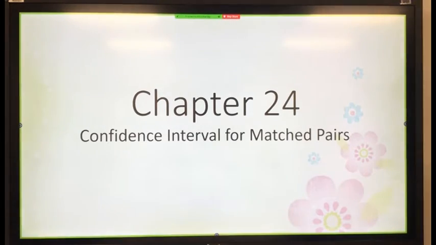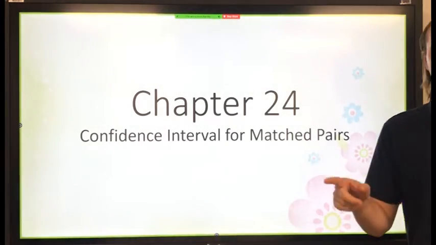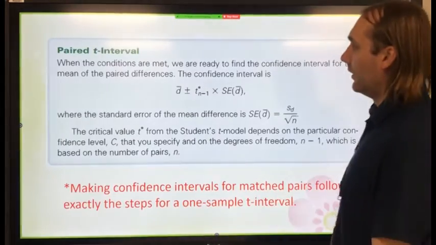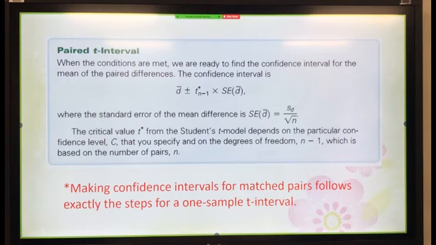For today, we're going to look at the confidence interval for our matched pairs, meaning the differences between two data sets. So, if you want to do this by hand, there's your formula. When the conditions are met to match our data sets, we are ready to find the confidence interval for the means of the pair differences.